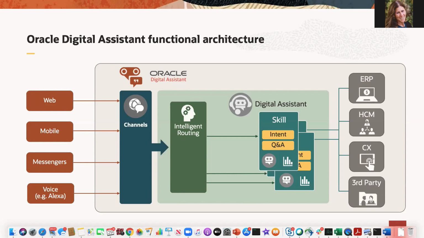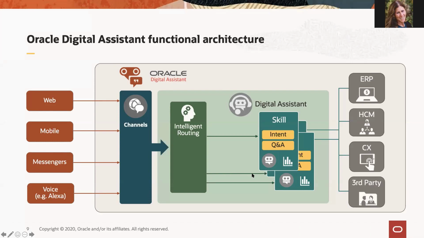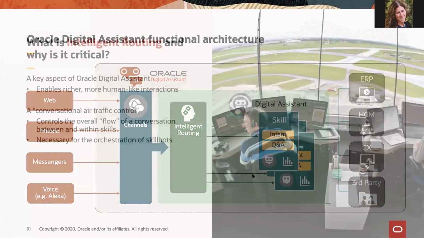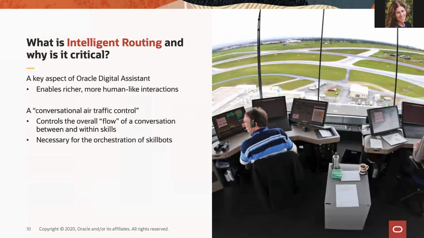Now, the first thing I'm going to cover and focus on is intelligent routing, which is really a key feature for digital assistant. What makes it smart? What exactly is intelligent routing and why is it critical? It is a key component of digital assistant that enables a much richer and more human-like experience. It acts like an air traffic controller. So it basically controls the overall flow of the conversation, routes between the different skills, and is a key component for orchestration of routing between different skills.